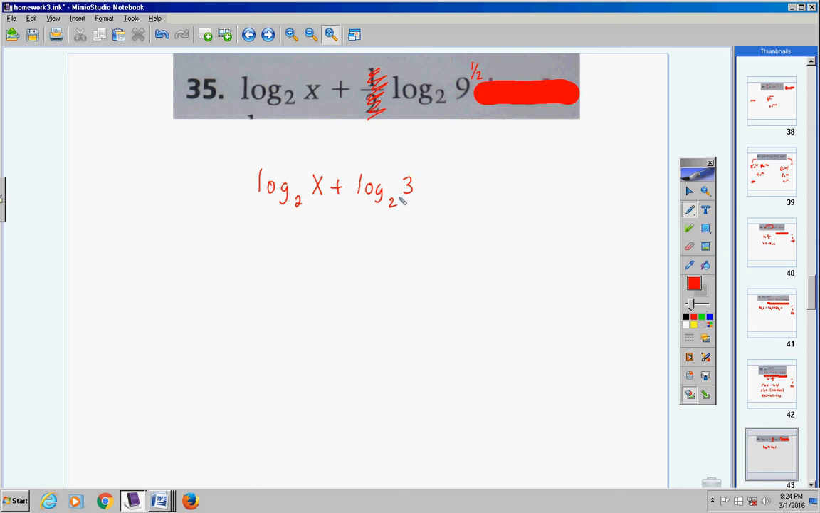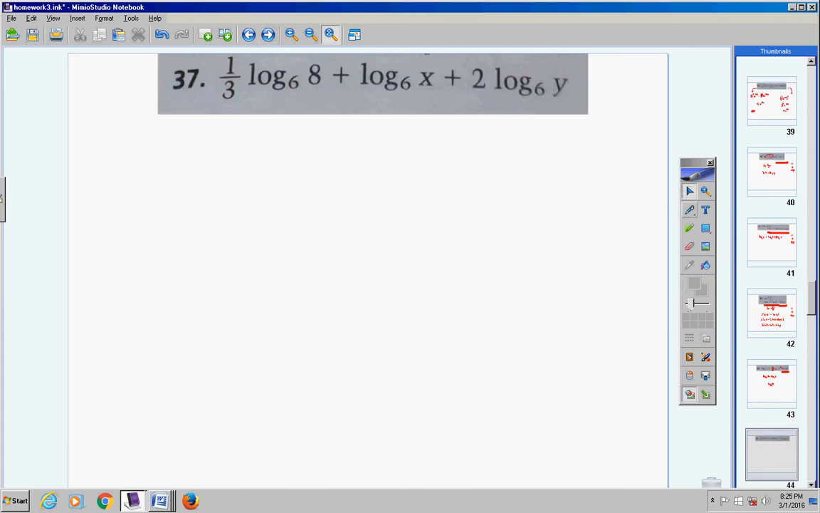Now we're ready to condense. Take these two logarithms, write one logarithm. What are the logarithms doing? They are adding. So if they're adding, you multiply the arguments x and 3. Now I guess you could put x3, but that's really weird in algebra. It would be 3x. And don't forget your base is 2. Alright, moving on to number 37.